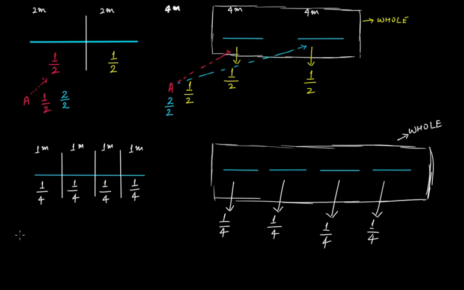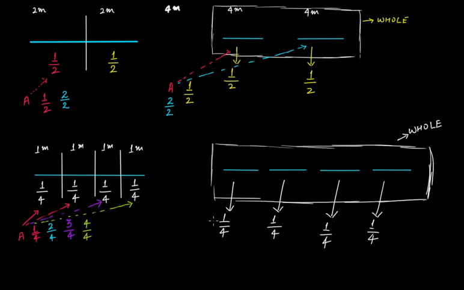Similarly, if A takes only this part, it will be said that A has one part out of these 4 parts. If A takes this one also, A will be said to have 2 parts out of 4 equal parts. If A takes this one also, it will be said that A has 3 parts out of 4 equal parts. If A turns out to be greedy and takes this one also, A will be said to have 4 parts out of 4 equal parts.